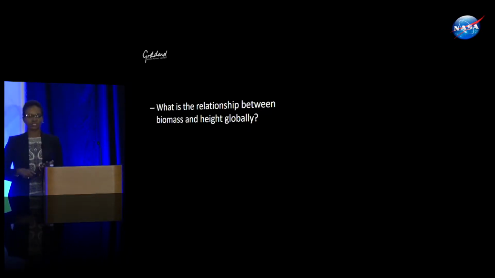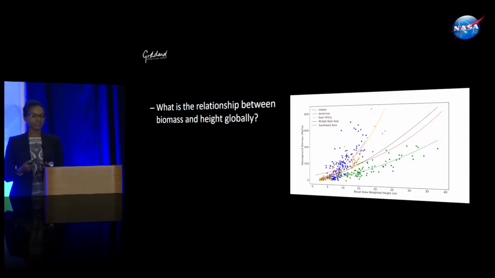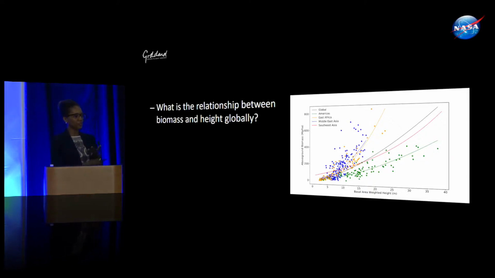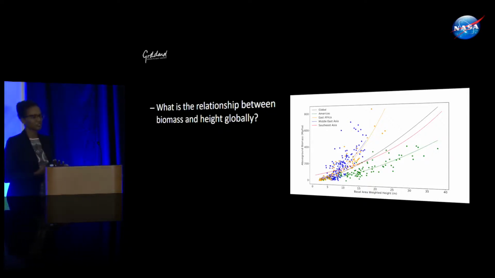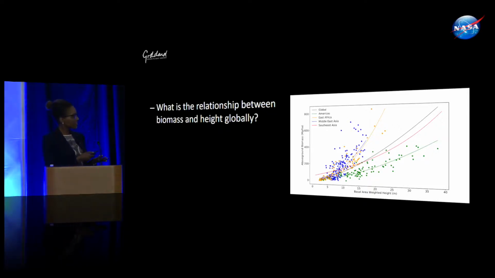We didn't want to just develop a latitudinal model, and we also didn't want to have one model for all mangrove forests around the world, because our field data was actually showing us that there's a big difference in the different forests. So what you're seeing here is a relationship between field plot biomass and measured canopy height. And what you see here is that the slope of the different relationships is very different. We broke this into different regions.